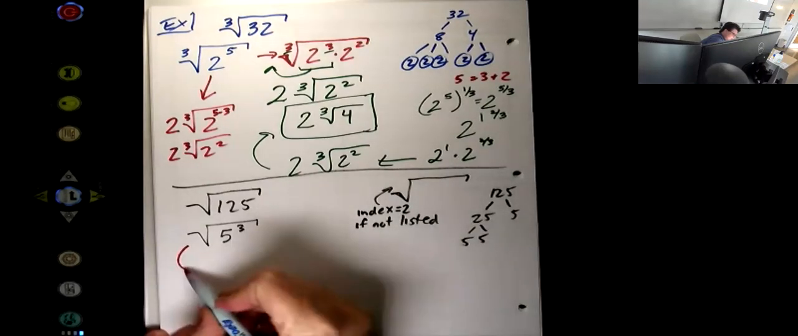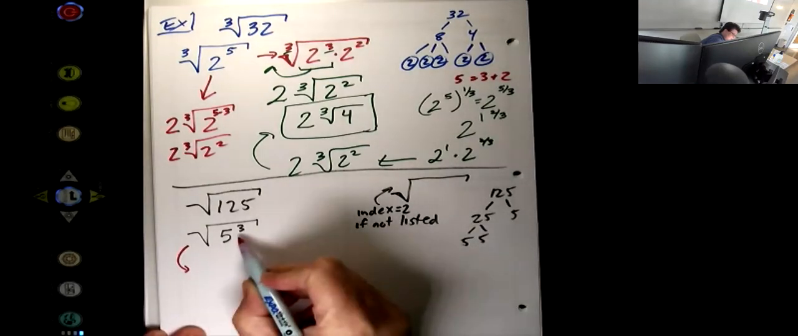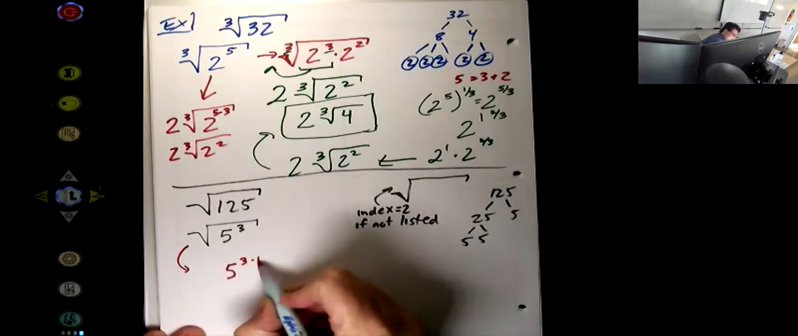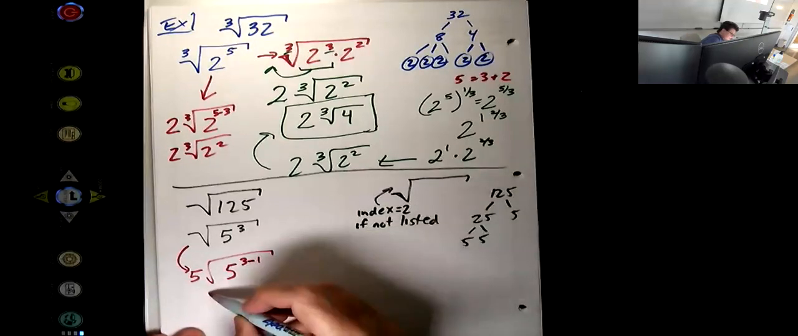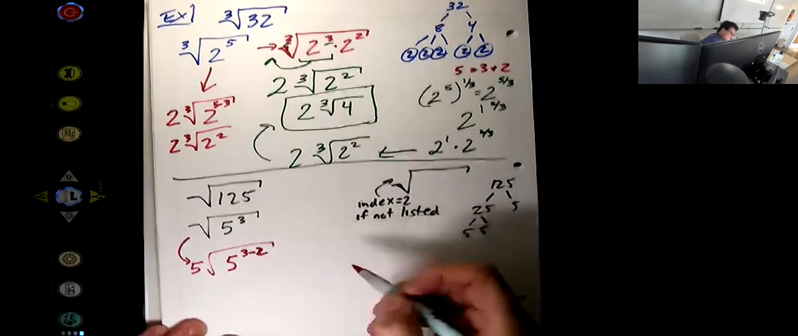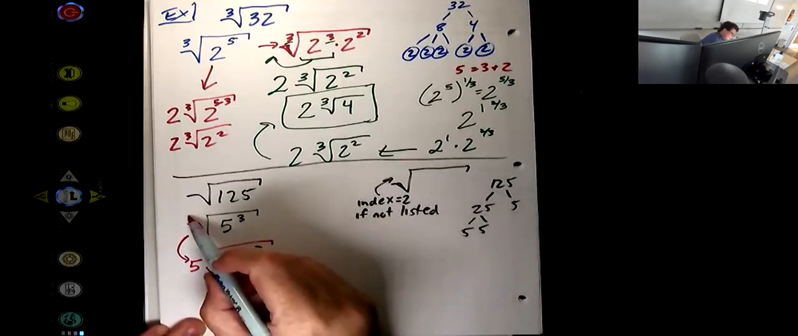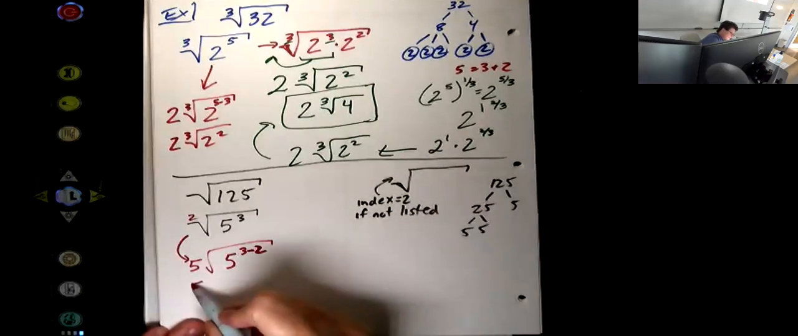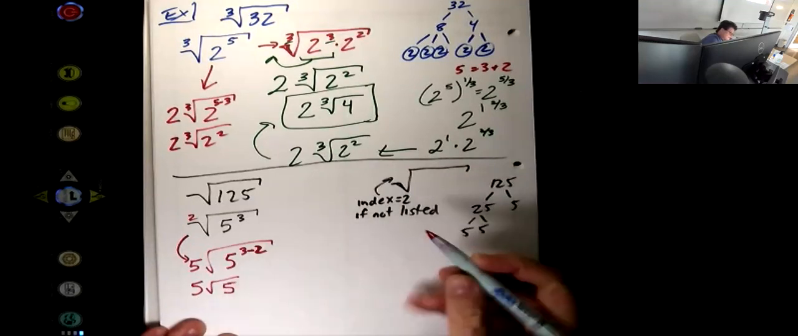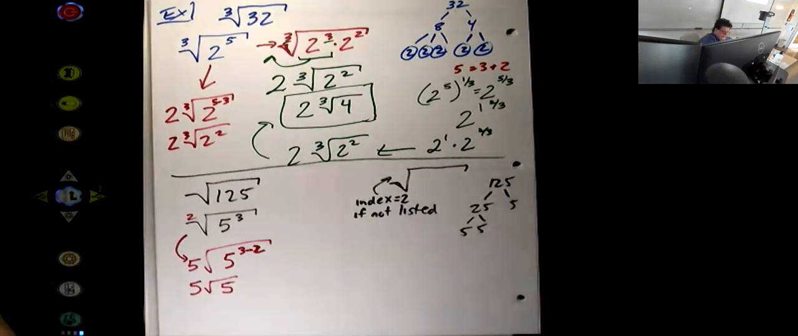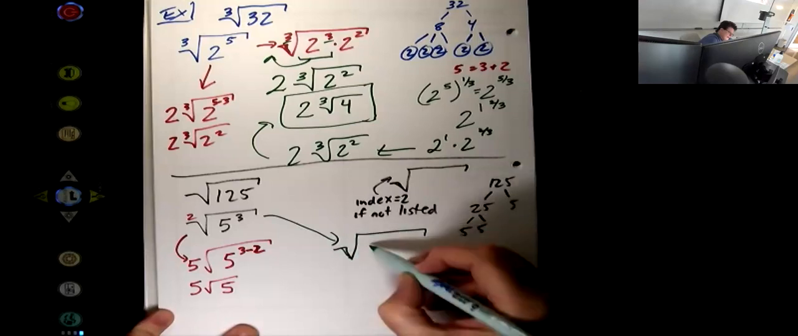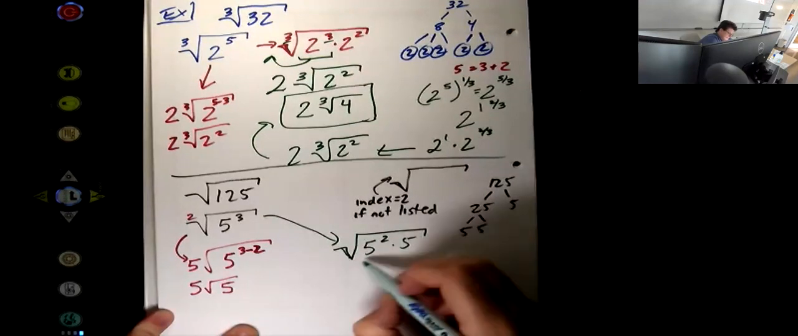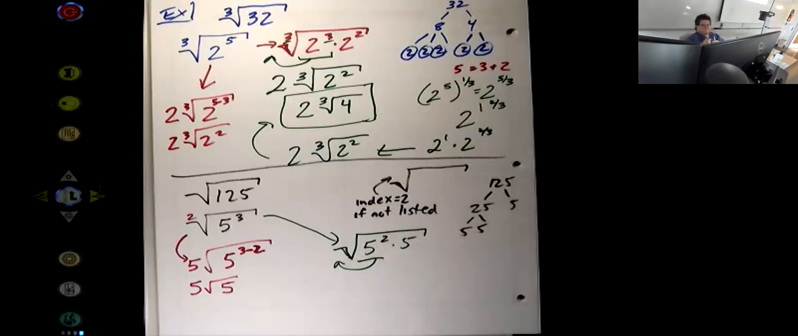You can either speed it up by doing 5 to the 3 minus 1 and pulling a 5 outside. And you end up with 5 to the 3 minus 2, with the missing index 2, and you just end up with 5 root 5. That's the faster way. Or you can write it as 5 squared times 5, and then you can pull that one out without the exponent.